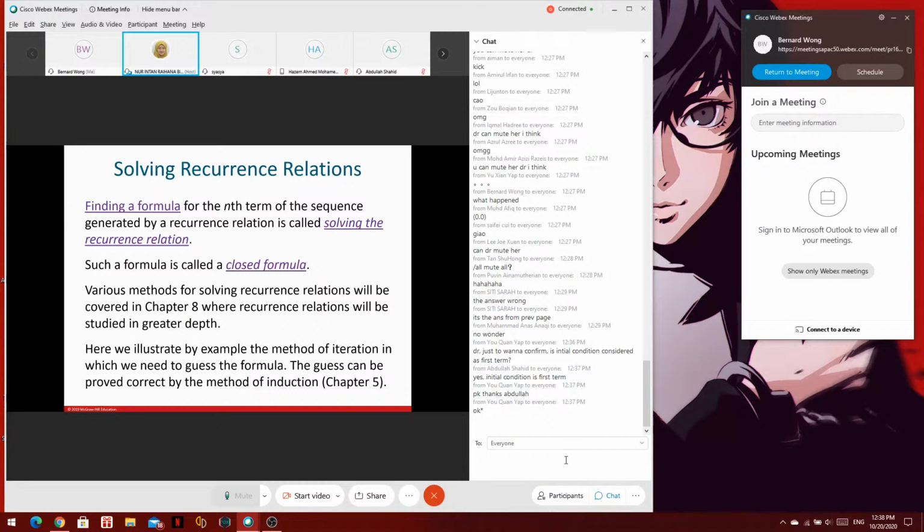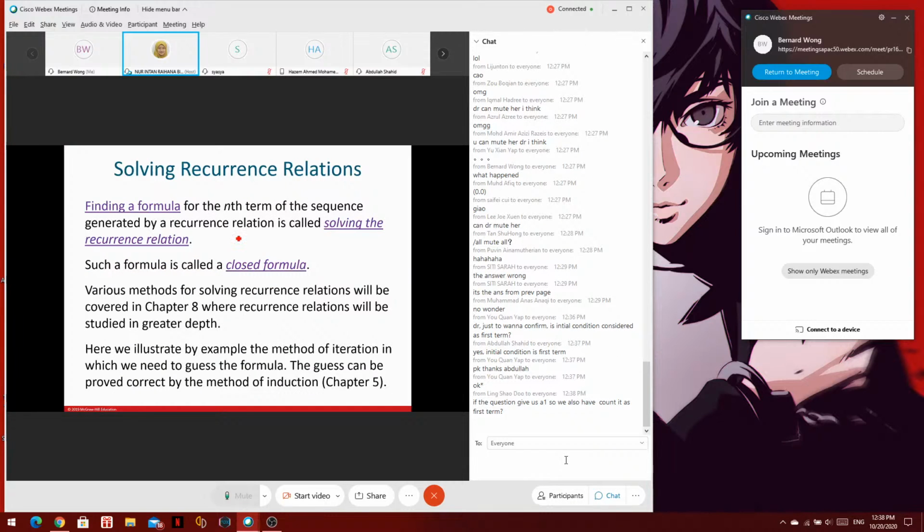Now, solving a recurrence relation. You are finding a formula, the formula for the nth term. When the question asks you to find the term A101, it is not good if you just have the recurrence relation and calculate one by one until 101. The time will be up in minutes.